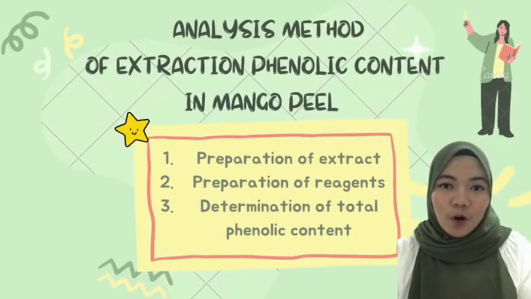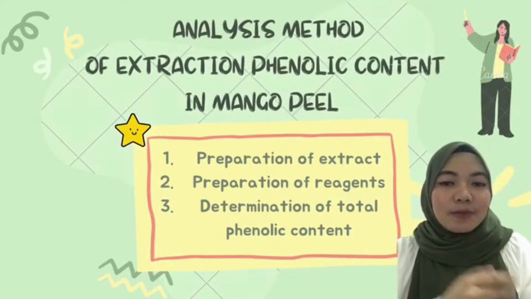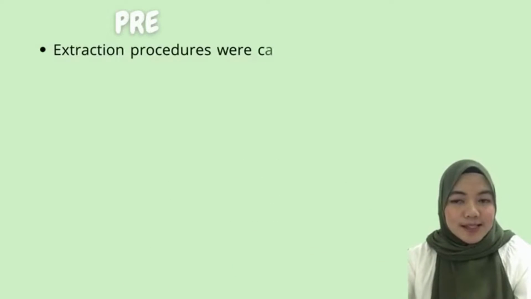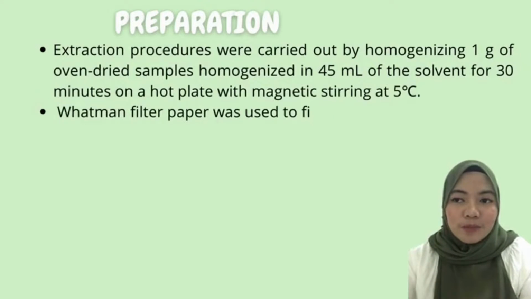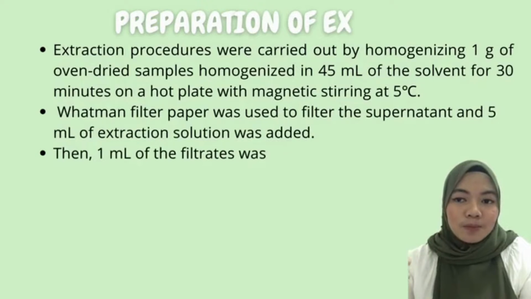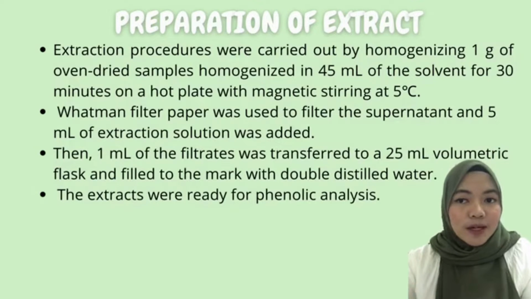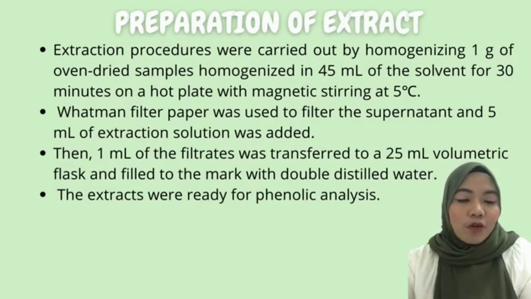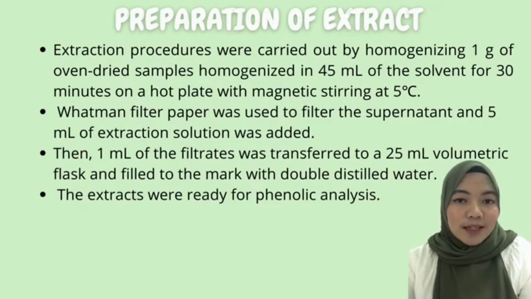So the analysis of bioactive compound by UV Vis spectroscopy includes the preparation of the extract, preparation of reagent, and determination of total phenolic content in the mango peel. First, we look at the preparation of the extract. The extraction procedure is carried out by homogenizing 1 gram of the oven-dried sample in 45 ml of the solvent for 30 minutes on a hot plate with magnetic stirring at 5 degrees Celsius. Next, Whatman filter paper was used to filter the supernatant and 5 ml of the extraction solution was added. After that, 1 ml of the filtrate was transferred to a 25 ml volumetric flask and filled to the mark with double distilled water. And finally, the extracts were ready for phenolic analysis.